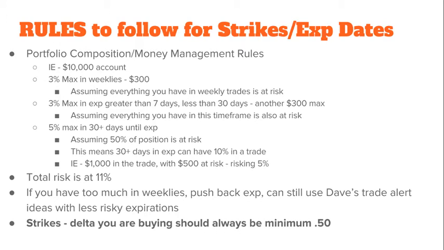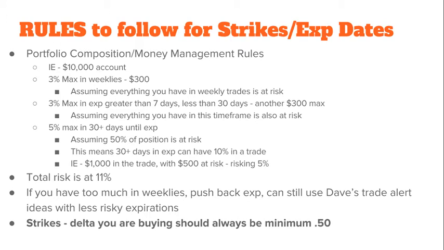So this would give you a total risk in options in your portfolio at any time where you're holding overnight of 11%. And so even if something completely bad happens and somehow you manage to lose everything that you have in these trades, which isn't very likely at all actually, but even if it did, you still only draw down your account by 11%, which is very easy. An 11% drawdown is pretty easy to recover from.